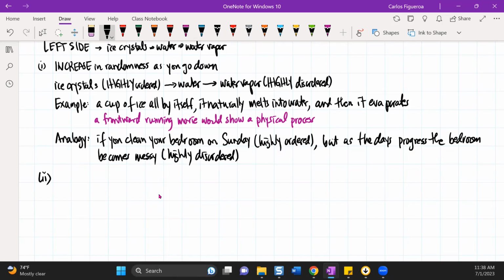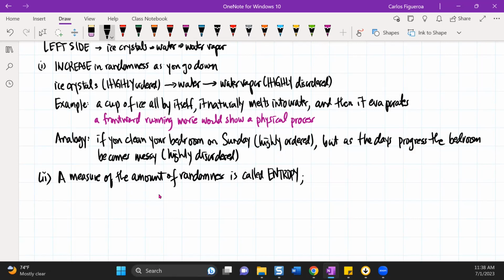So then what I'm going to say here, a scientific term for this randomness, a measure of the amount of randomness, is called entropy. It's a new concept, but it's a scientific term.